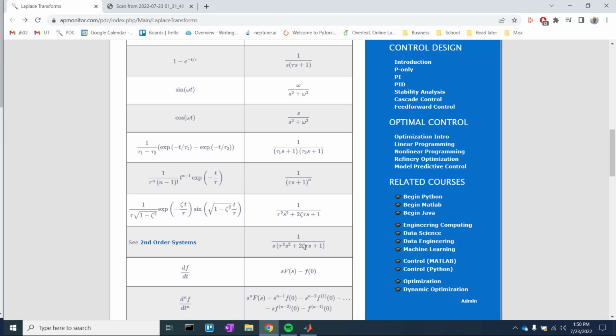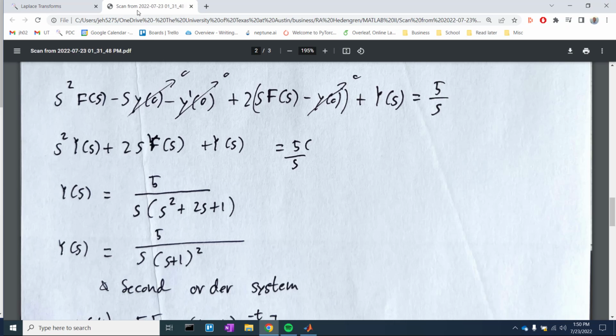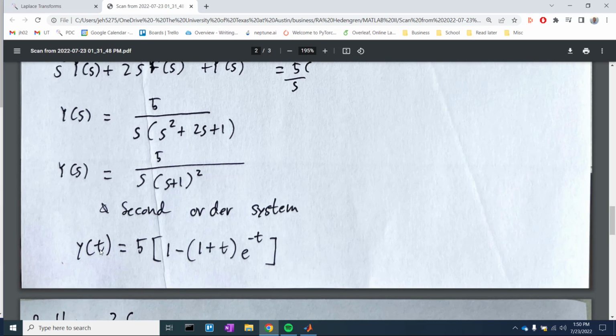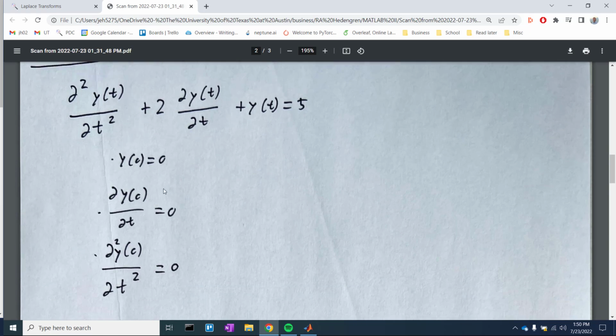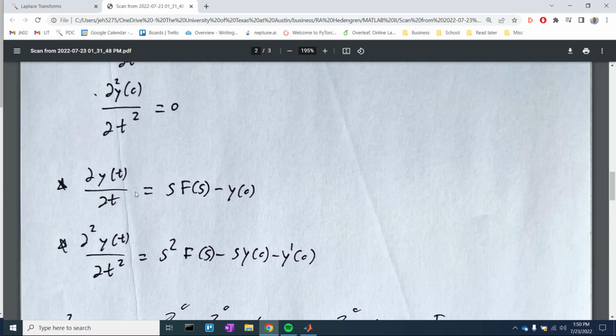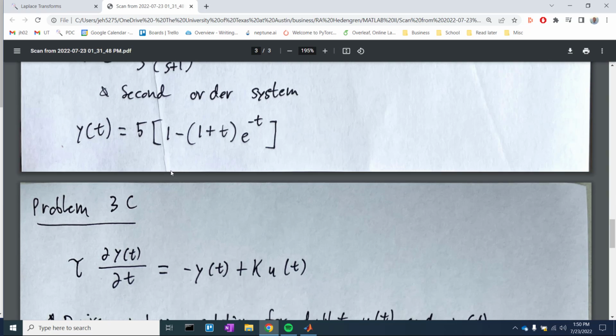If tau is 1 and zeta is 1, we have 1 over s times (s squared plus 2s plus 1). So this is a second order system. As we come to these second order systems, we find the analytical solution is y of t equal to 5 times (1 minus (1 plus t) e to the negative t). And that's our analytical solution. This is a second order system, is the whole point here. And again, we've converted from some complicated differential equation to some analytical solution.